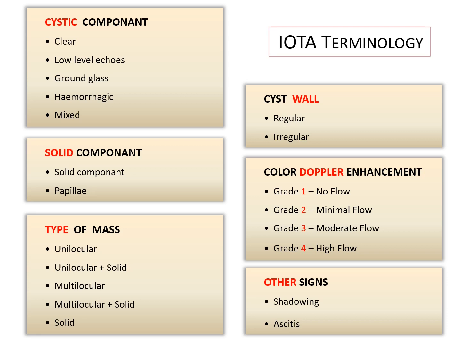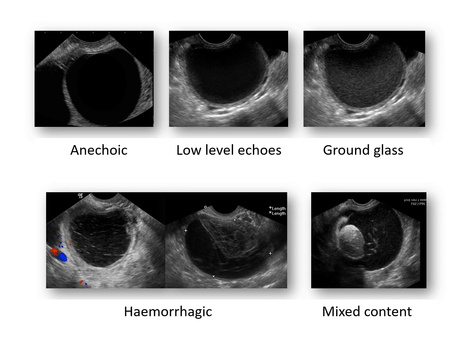So we need to describe the cystic component and the solid component. We need to talk about what type of mass it is. We then go to the cyst wall, Doppler, and then other signs, that is, the presence of acoustic shadowing or ascites. Now, the cystic component can be either clear or anechoic. It can be low-level echoes. It can have a ground glass appearance. The contents can be hemorrhagic, or it might be mixed.